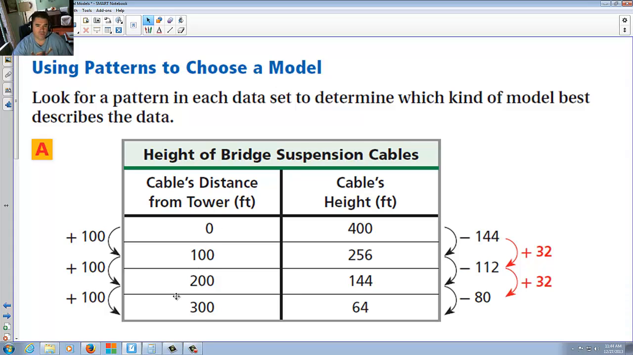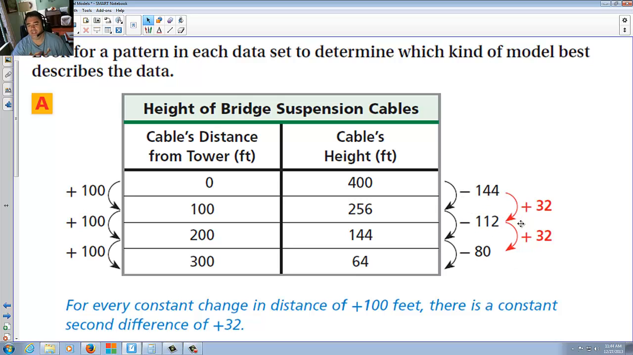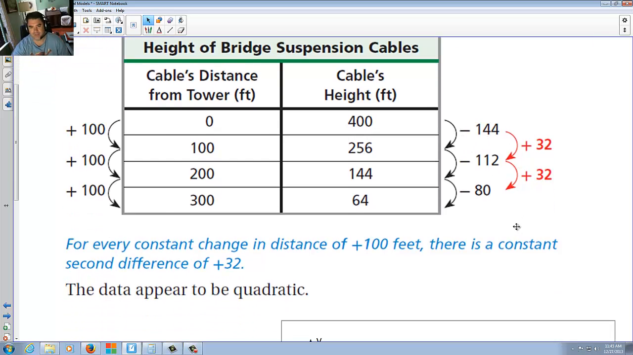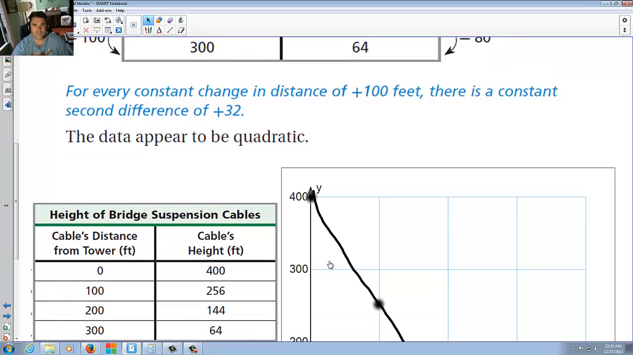0, 100, 200, 300, going up 100 each time. This one, 400, 256, 144, 64. Notice how you're subtracting. Now, there's nothing similar here. But if you do the second step, 144 to negative 112, negative 112 to negative 80, notice how you're adding 32 this time. Basically, because it's a two-tier or a second difference, you're looking at quadratic.